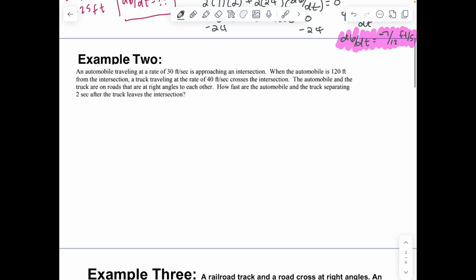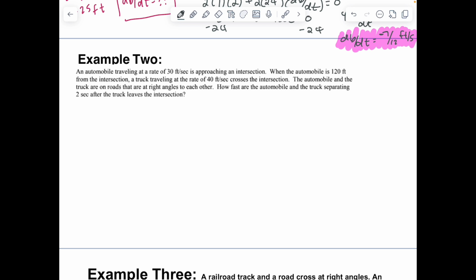They're all going to be a little different because different things are going to be moving. Your pictures are going to be a little different. But we have an automobile traveling at a rate of 30 feet per second, and it is approaching an intersection. When the automobile is 120 feet from the intersection, a truck traveling at a rate of 40 feet per second crosses the intersection. The automobile and the truck are on roads that are at right angles to each other. How fast are the automobile and the truck separating 2 seconds after the truck leaves the intersection?